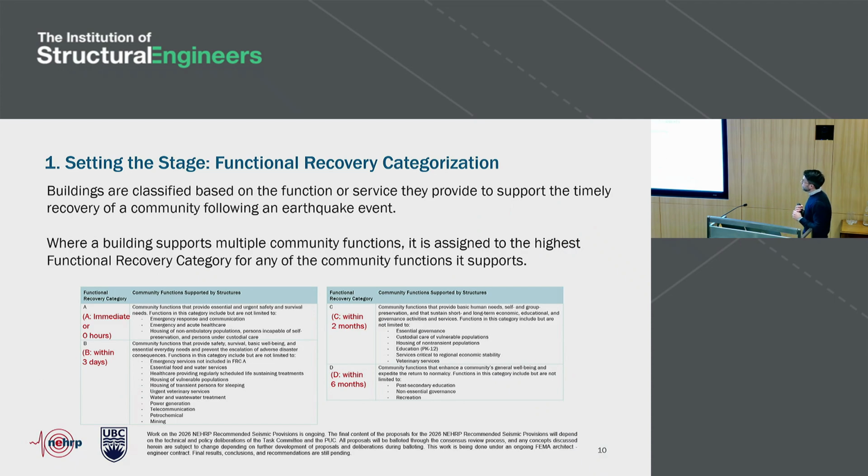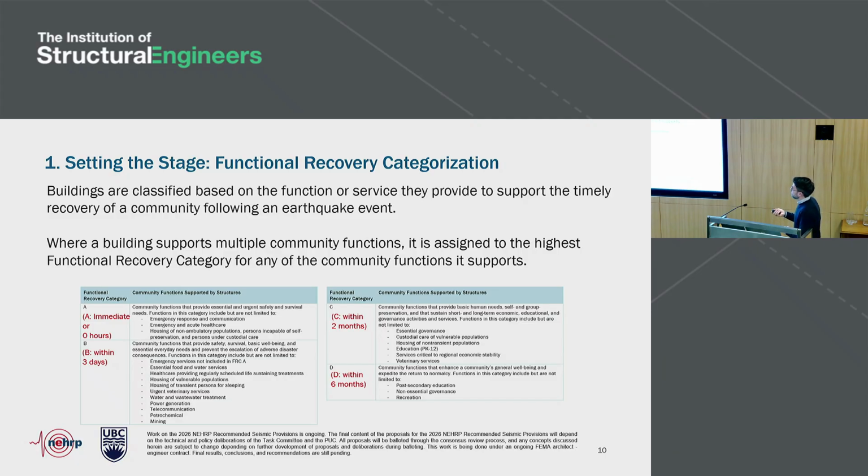Okay, so in the context of this work and this new chapter, which is actually going to be in the form of an appendix to the NEHRP provisions, when you're designing a building for functional recovery, you're going to essentially associate or flag it with a particular functional recovery category. The functional recovery category is going to depend on the types of services that those buildings provide to the community, and there's going to be a recovery time target associated with each one of those.